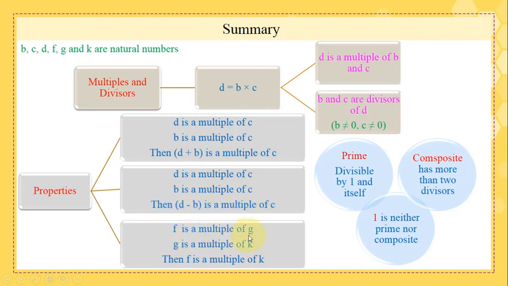If F is a multiple of G and G is a multiple of K, then F is a multiple of K. A prime number is divisible by 1 and itself only. A composite number has more than 2 divisors. 1 is neither prime nor composite.